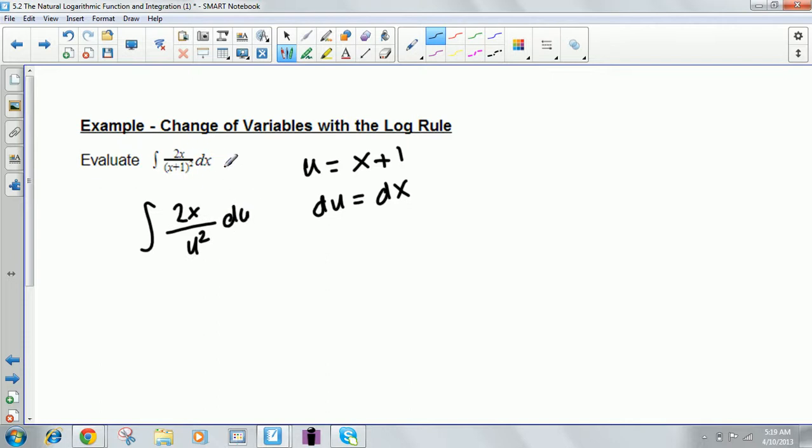So right away, I can just replace du with dx, and then the x plus 1 with u, but I still have this x. And so if I rewrite this as u minus 1 is equal to x, now with this x, I can bring this 2 out front, and then I'm going to replace the x with just the u minus 1.